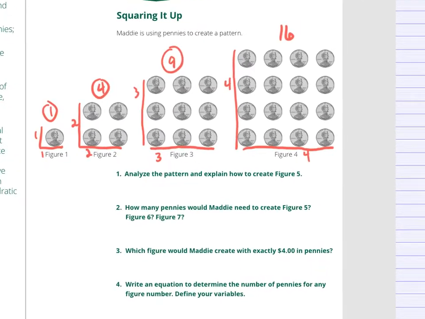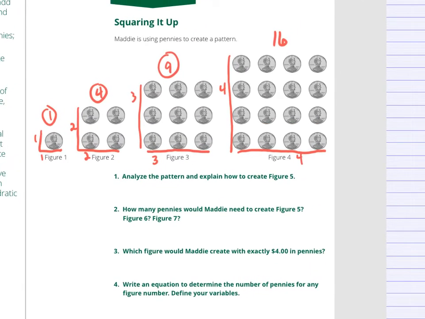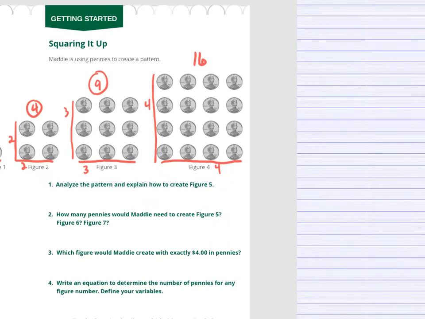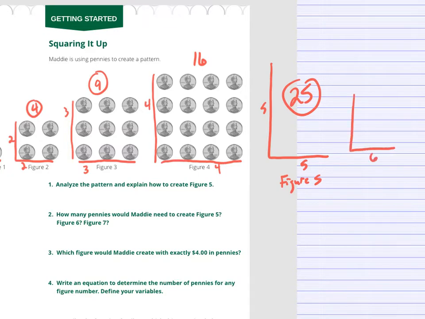Now, I'm on question 2: how many pennies would she need for figures 5, 6, and 7? I could just continue this pattern and say 5 pennies times 5 pennies would give me 25 for figure 5. And for 6 it would be 6 times 6. So figure 6 would have 36 pennies, and then figure 7 would be 7 times 7, which is 49.